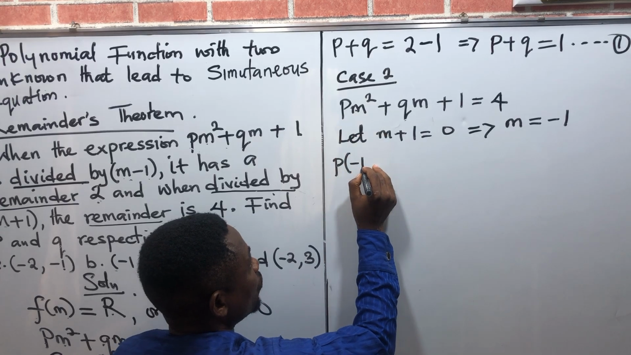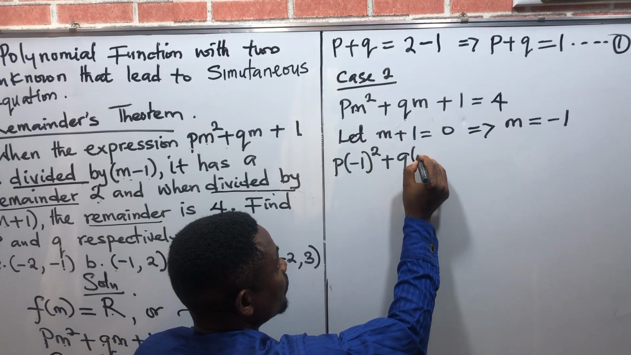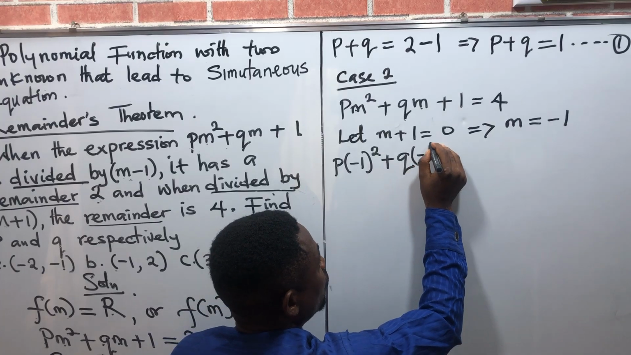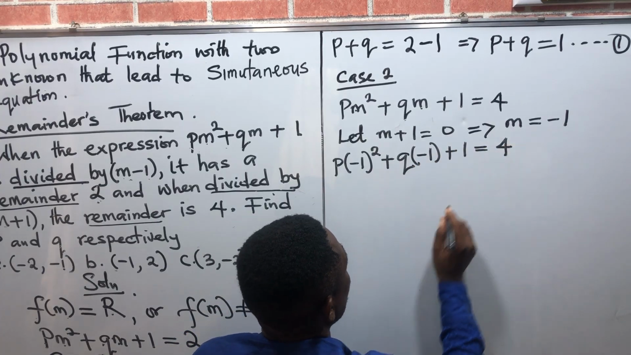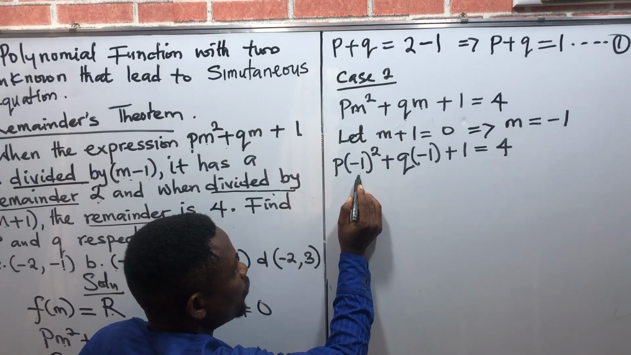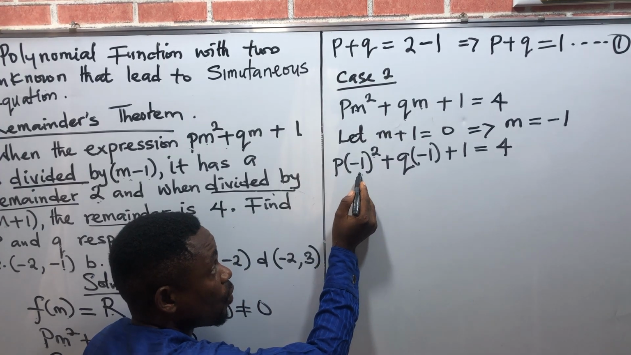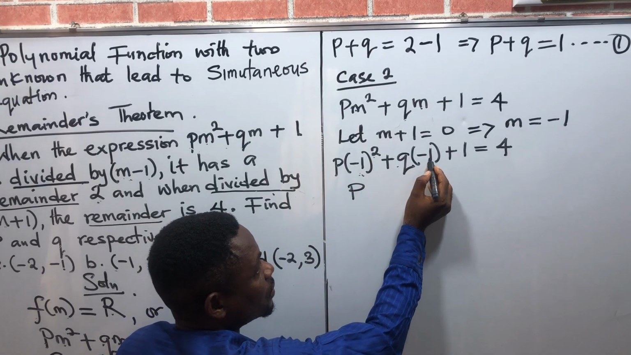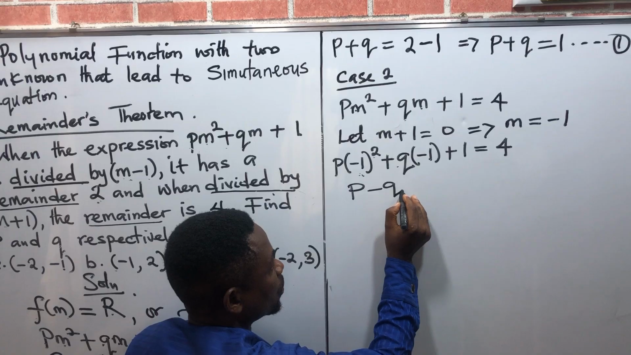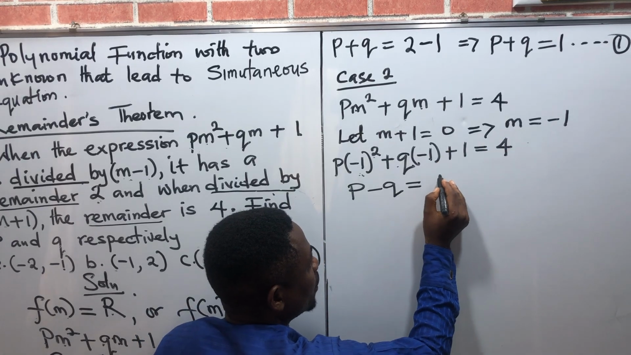It will now give us P bracket, M is minus 1, then all squared, plus Q. Are you there? I have seen another M. What is it? Minus 1. Then plus 1, then equal to 4. Let's dissolve this. If you multiply minus 1 twice, the minus will disappear. It will give you 1. 1 times P is P. Then Q times minus 1 is minus Q. Then carry plus 1 to the right hand side, so that it will now give you 4.